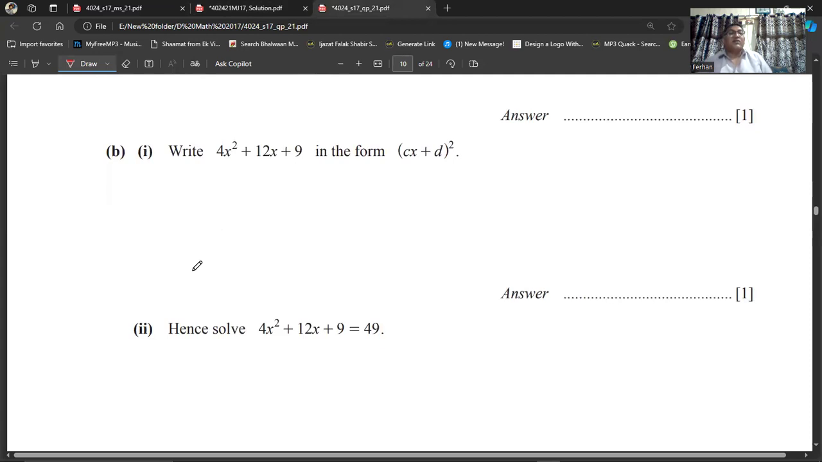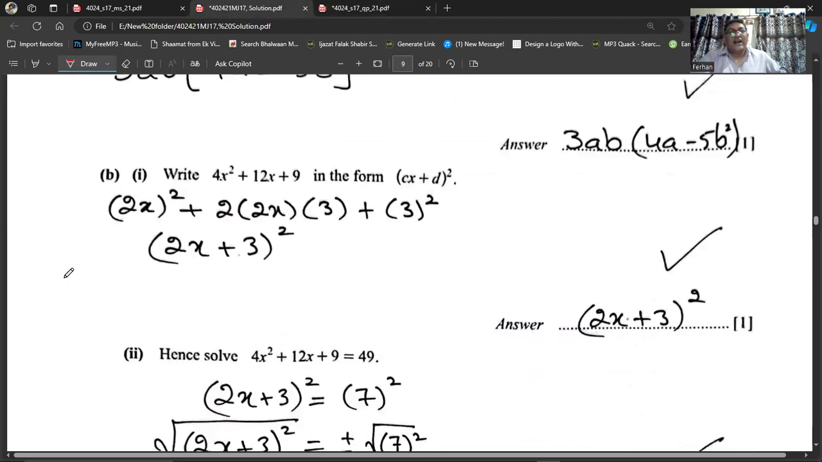Okay, question number 7 is B, first part. He says, write 4x squared plus 12x plus 9. If you look at here, this is a perfect square. So 4x square, that is 2x whole square. And this 9 is 3 square. This 12x is 2 into 2x into 3. So this is a square plus 2ab plus b square. So you can write it as (2x plus 3) whole square.